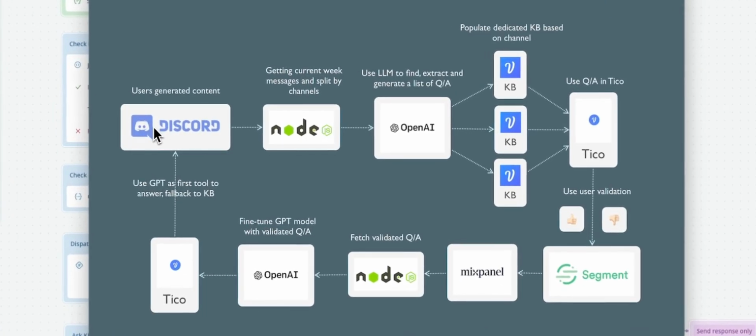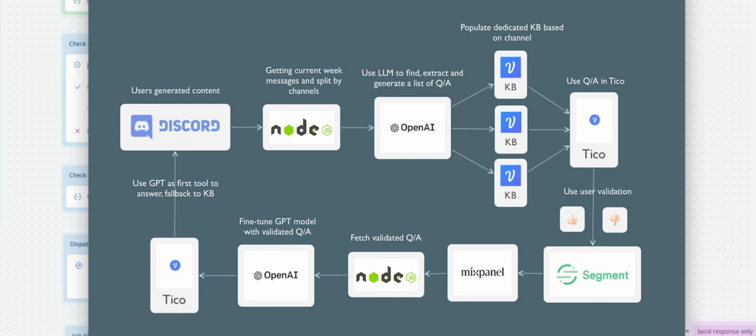We have Discord with user-generated content, questions and answers coming from us, from the Voiceflow team, answers coming from community users. Then we want to use an LLM, can be any model, even most likely a custom one, that will extract questions and answers. Then we will populate those questions and answers in a knowledge base, or in our case, in different knowledge bases, because we want to be sure to use a very specific knowledge base.